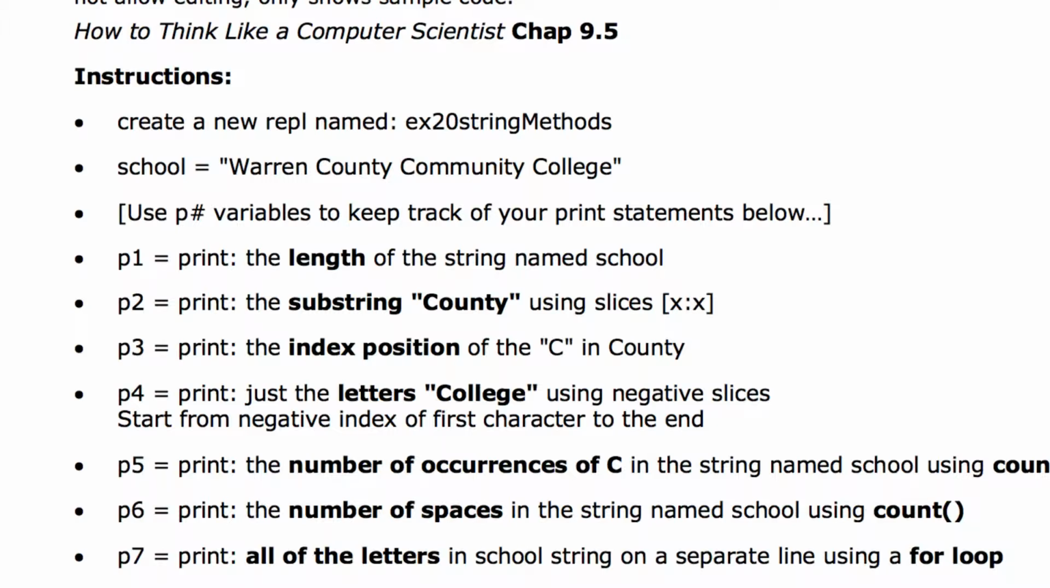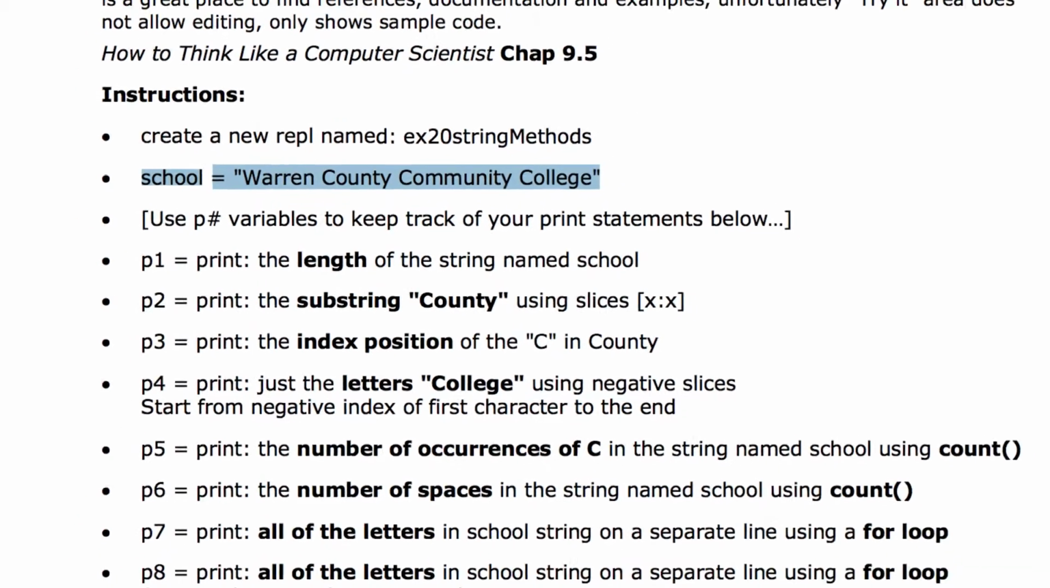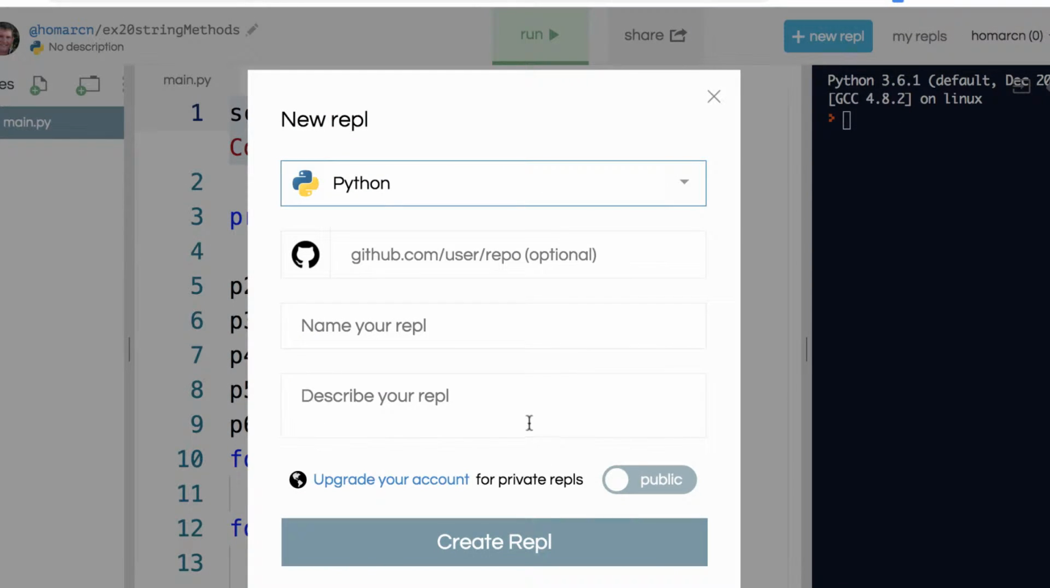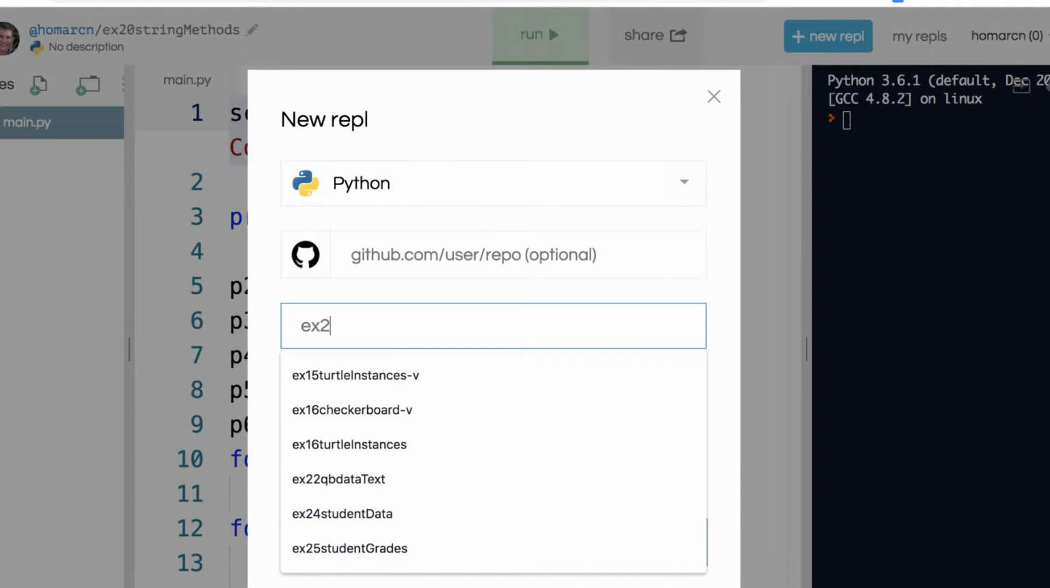We don't have one particular project that we're working on. We're just going to go through all different things that we could do with string methods and some list methods with these two exercises, starting with EX20. You're just going to start with school equals Warren County Community College, and we're just going to go from there. You could even copy it from here, and you could call it EX20 string methods.